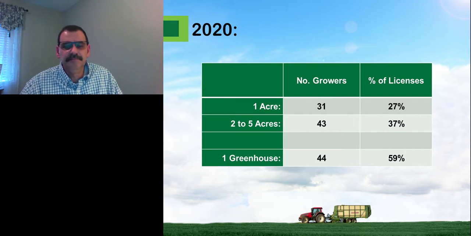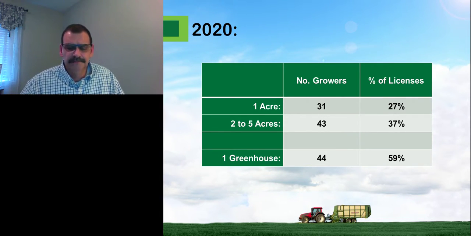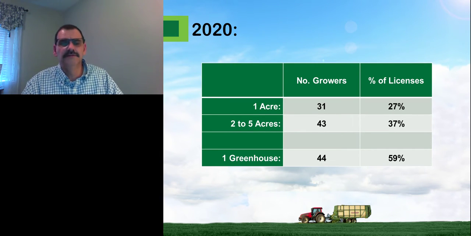Roughly 60% had one greenhouse, and the types of greenhouses ran the gamut from your very large commercial greenhouses to what you would call a backyard greenhouse. And quite a number of the growers actually were approved to produce hemp in both the greenhouse as well as in the ground. And we did have some folks that applied and were approved for larger acreage, but by and large it was smaller acreage that folks planted in 2020.